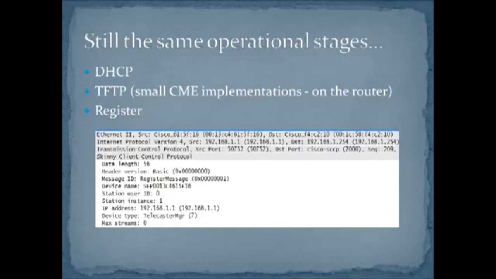We have the same operational stages. So when you plug phones in, the first thing that they do is they try and do DHCP. And from DHCP, they learn where the TFTP server is. And this is maybe one of those places that Cisco departs a little bit. Cisco phones discover the call manager through a different mechanism.